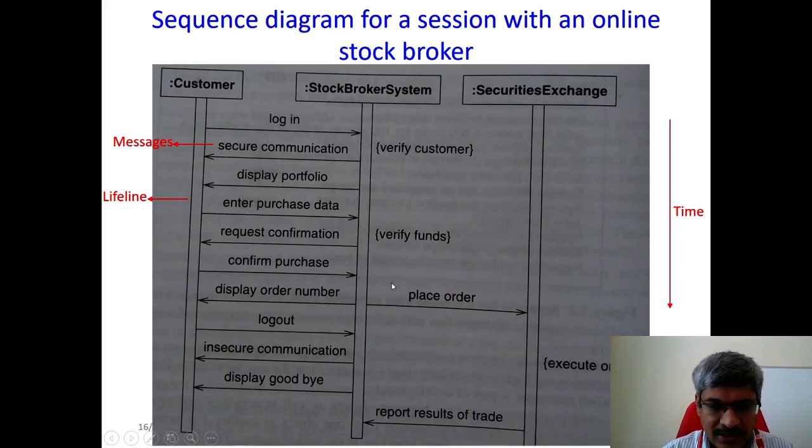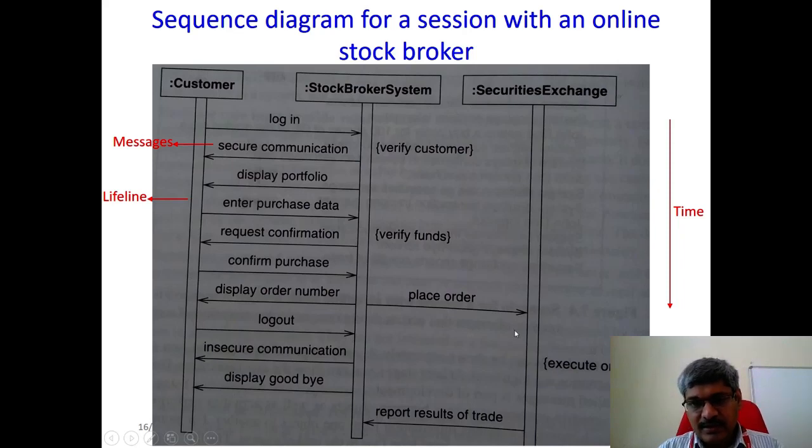Okay, so here are concurrent messages going around. And then of course, once this order number is seen, basically the customer is logging out. So he sent the log out message to this one. With that, the stockbroker terminates that particular session, and then it starts an insecure communication. And it also displays goodbye. That's it. So with this, the activity has finished for this customer.